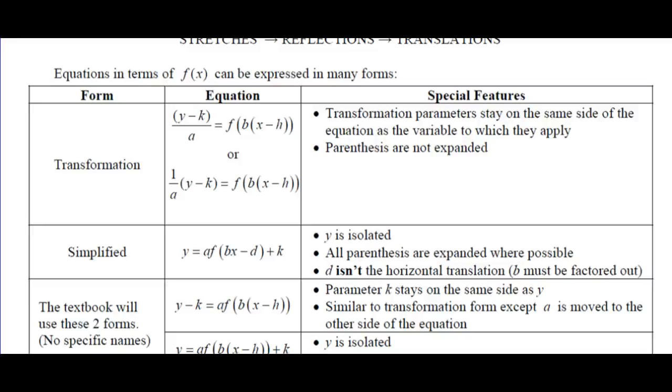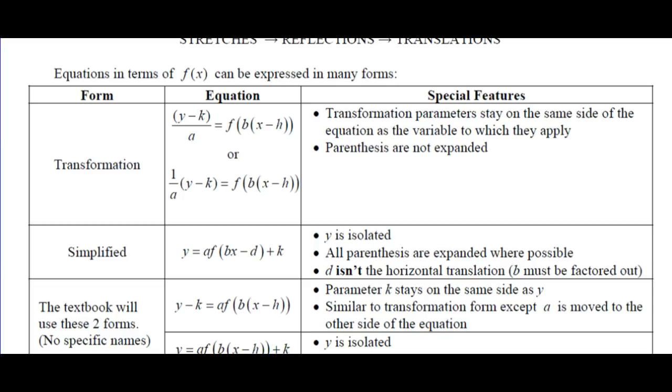You cannot have 2x plus 4. You need 2 bracket x plus 2. So this needs to be in a factored form. Transformation parameters stay on the same side of the equation as the variable to which they apply. So everything here is to work on a y: up, down, vertical stretch.